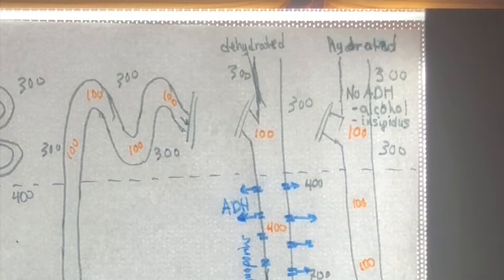In this case, a person will tend to be very thirsty and drink a lot of water, and they'll also urinate quite a lot. So they do have diabetes. They urinate a lot, but this specific type of diabetes is called diabetes insipidus.